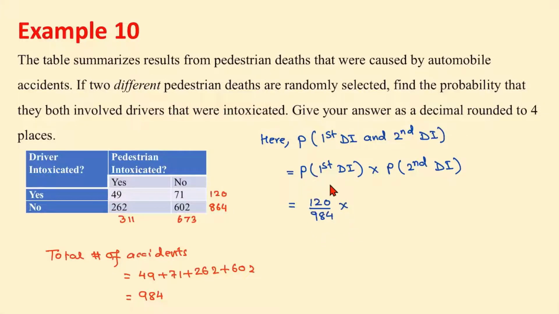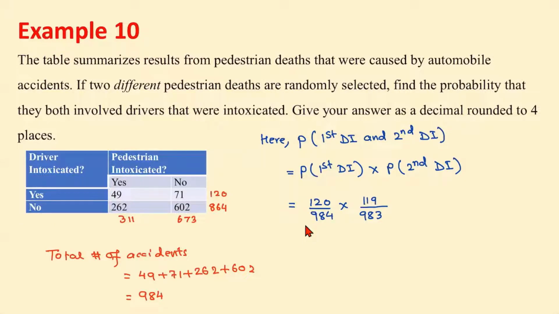Now, when the first one is selected, the remaining number of accidents will be 983. And out of the 120 accidents where the driver was intoxicated, one is already selected. So the remaining will be 119.